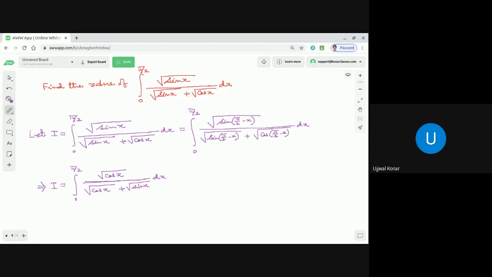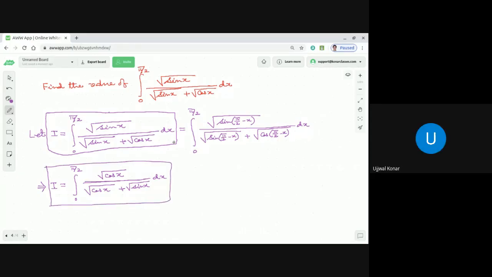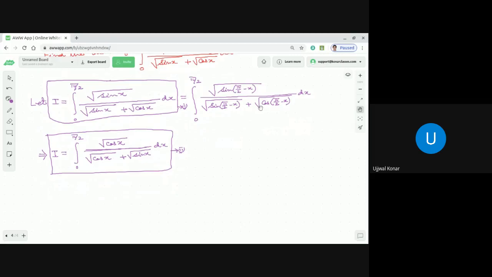We get sin x equal to this one. Sorry, not sin x, I'm sorry. I is equal to this. Correct or not? And here also we get I is equal to this. Suppose I give this as equation 1 and this as equation 2. Correct, dear students? So now both give I.